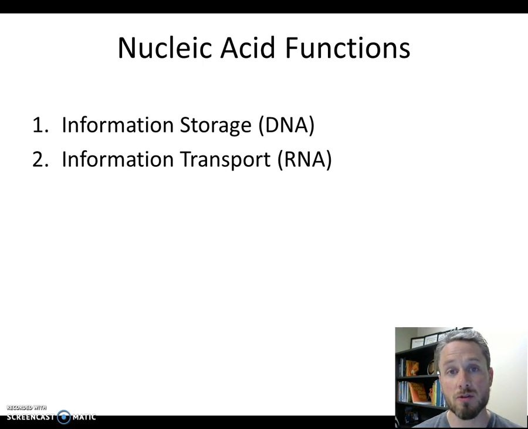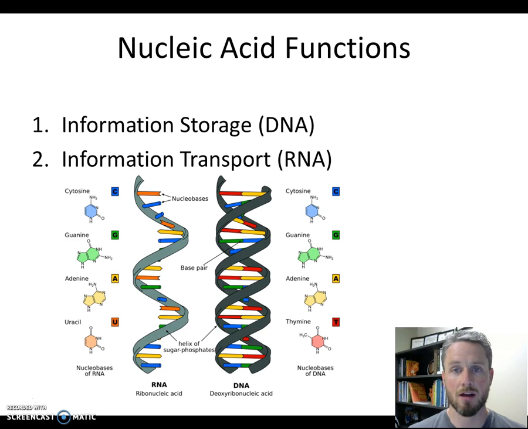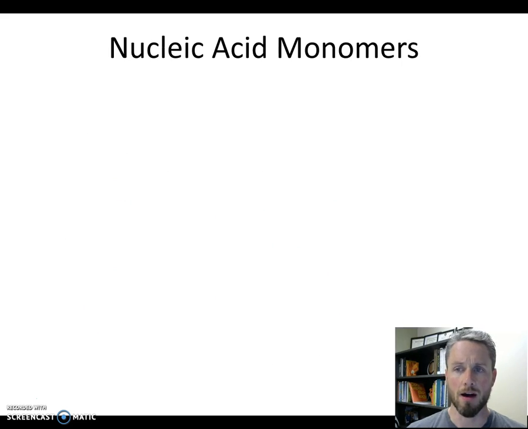And that's it. Well, those are the main functions we'll consider: information storage and information transport. There's two kinds of nucleic acids we'll talk about, DNA and RNA, and they each perform one of the functions. So again, we'll be talking about DNA versus RNA. There are some other differences here besides the function, and so we'll look at why those differences occur, or what creates those differences.